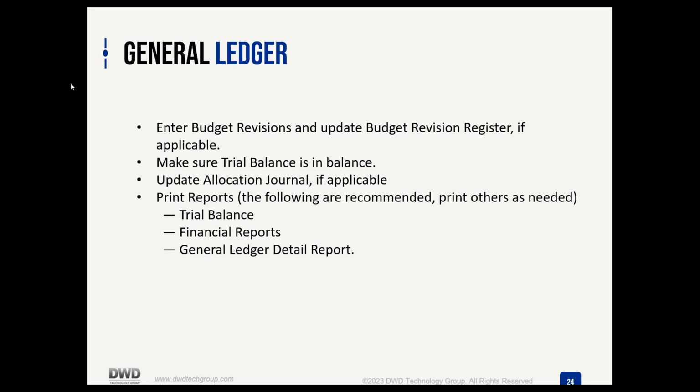Make sure that your trial balance is in balance. And that's an easy thing to do. You just run the report, and if it says it's out of balance, we need to stop, and we need to figure out when the last time it was in balance. And then we can figure out what's the source journal that caused it to go out of balance. So obviously debits must equal credits, and we absolutely want to make sure that that happens, especially at a year end.